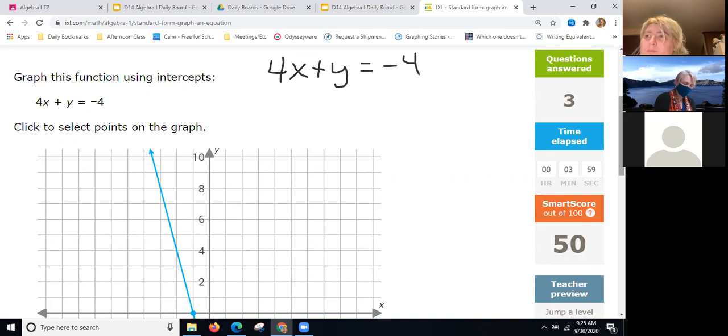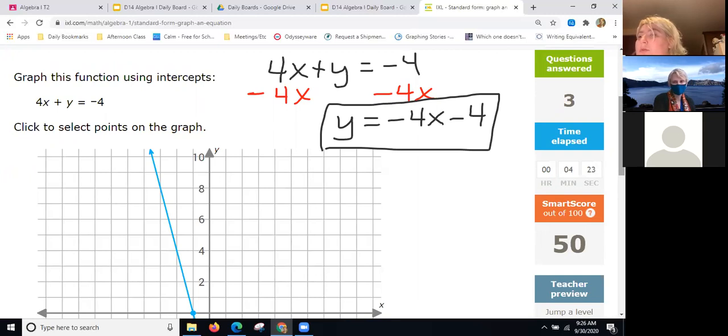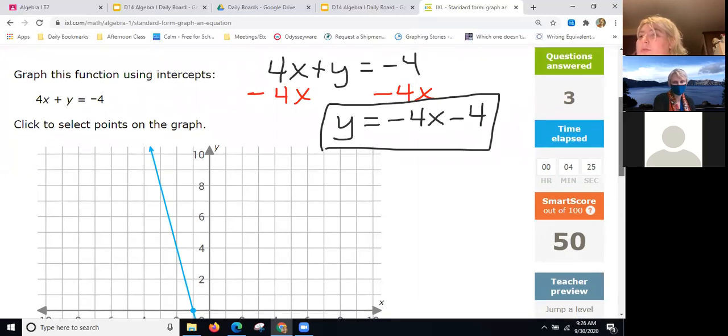Now, from what you know about literal equations and how we can move equations around, this equation would be the same thing. If I wanted it to be in slope-intercept form, I could just move the 4x over, and my equation would look like this, negative 4x minus 4. So if that was my equation, now let's see if we graph it, if we get the same thing.